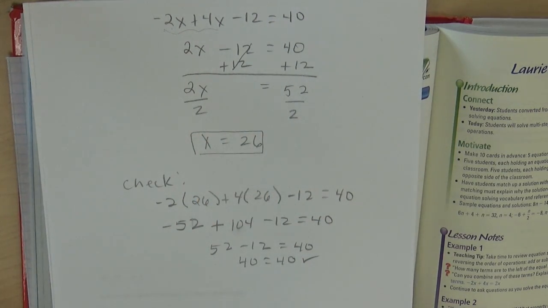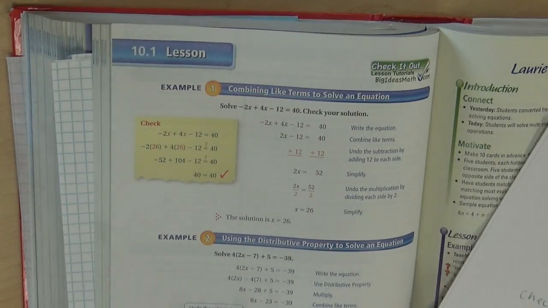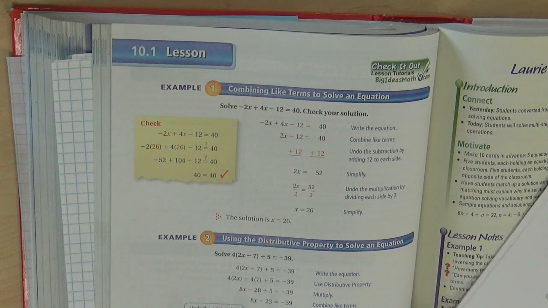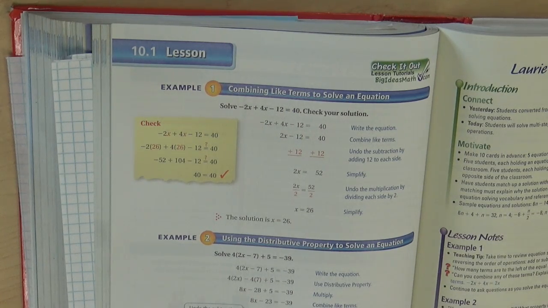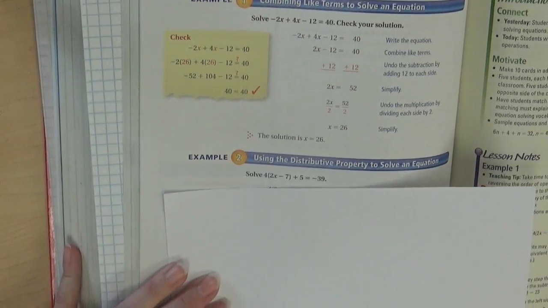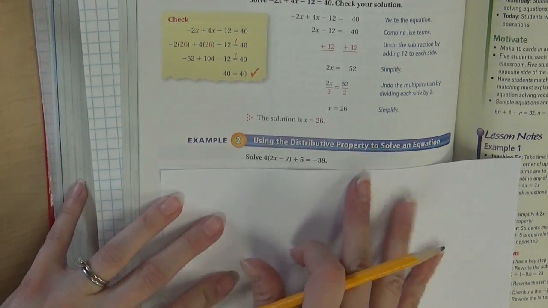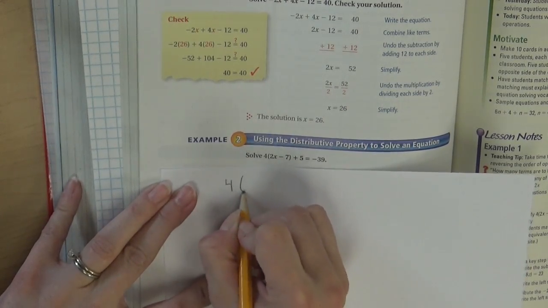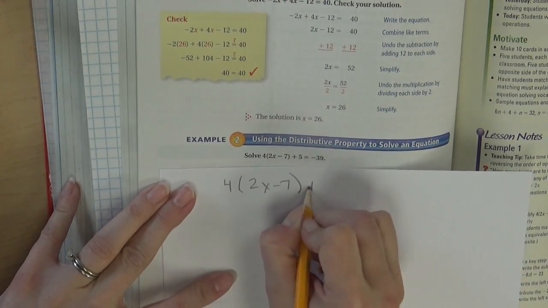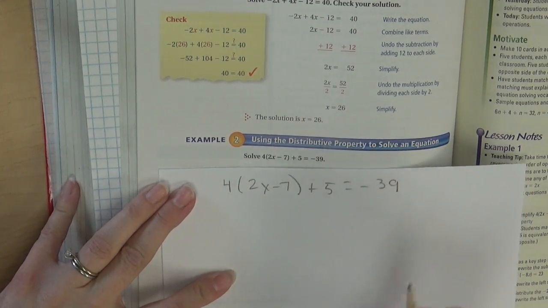Let's look at example 2. Of course you can pause the video if you want to copy these notes down so that you have them, and you can move ahead or go back as needed. In example 2, we are asked to use the distributive property to solve an equation. I'm going to first copy it: 4 times the quantity 2x minus 7, plus 5 equals negative 39.